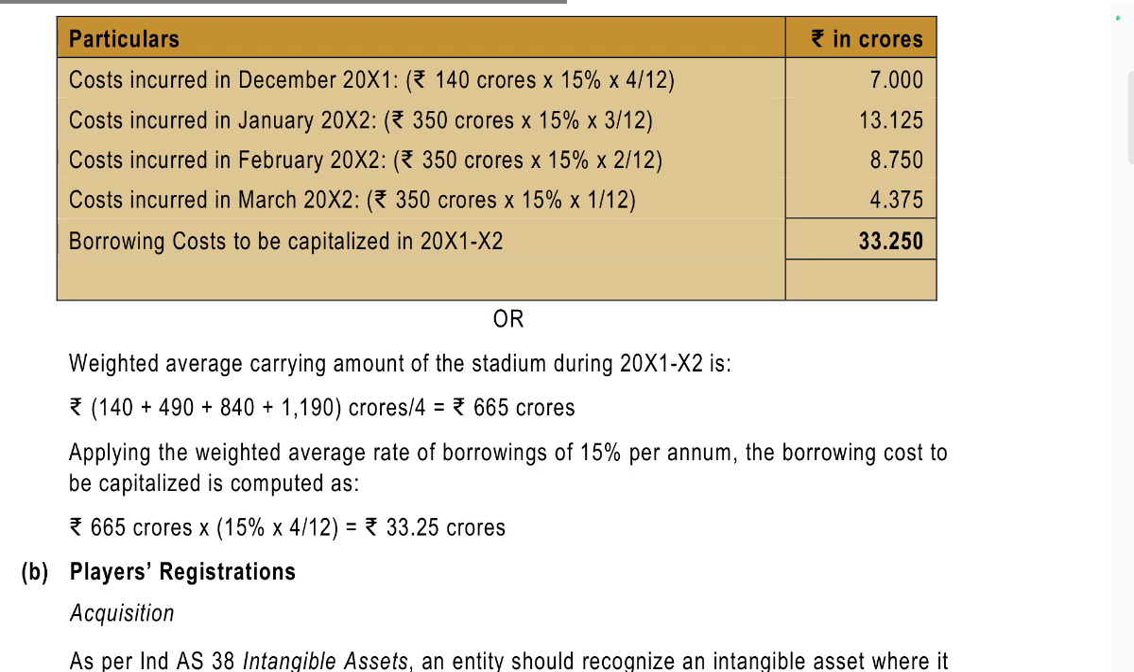The weighted average carrying amount is 140 plus 350, which is 490 crores. Applying the weighted average cost of borrowing at 15%, the total borrowing cost is 655 crores into 15% into 4 by 12, which is 33.25 crores. Correct.